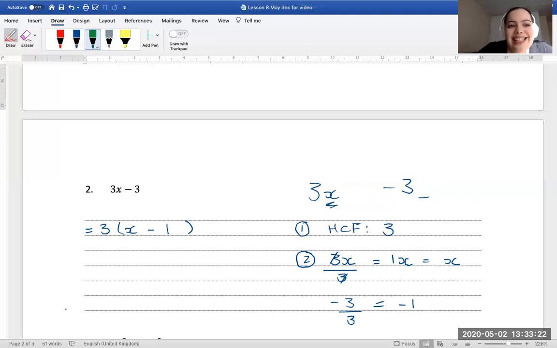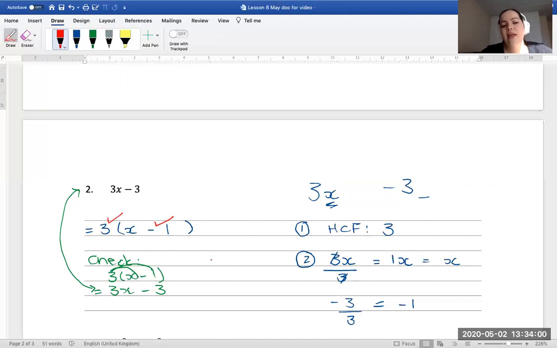And again, we can check that we're right. In order to check, and you do not have to do this in your tests or in your exercises unless you are told explicitly to check that it's correct, we're going to take our answer, 3x minus 1, and multiply in. 3 times x is 3x. 3 times negative 1 is negative 3. And we can see here that these two are identical. So we know that this is correct. And you'll get 1 mark for taking out the highest common factor and 1 mark for the remaining correct numbers in the brackets after you've divided.